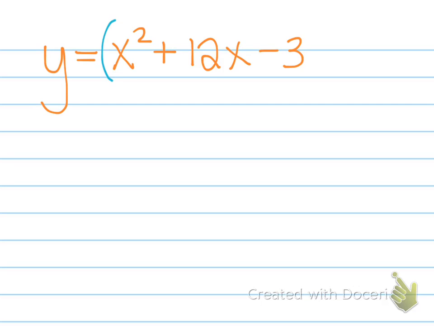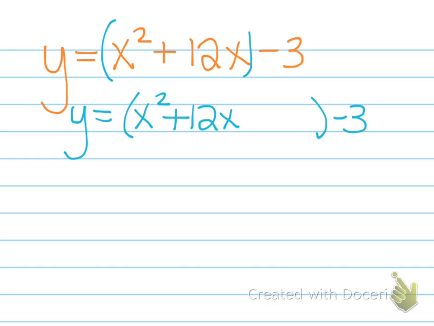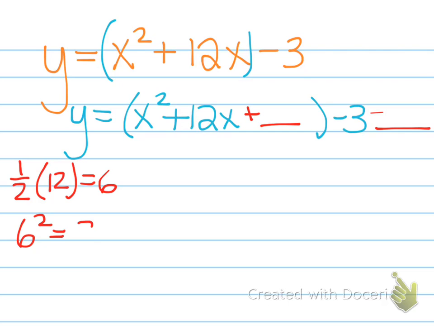Okay, so your first step is to kick out that negative 3. Then I'm going to add a number and subtract that same number. Half of 12 is 6. Then I have to square it. Don't forget to square it. So I add in 36 and I subtract 36 because it's a zero pair and I don't want to alter my equation.